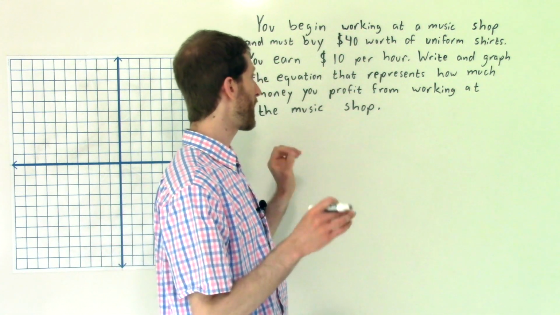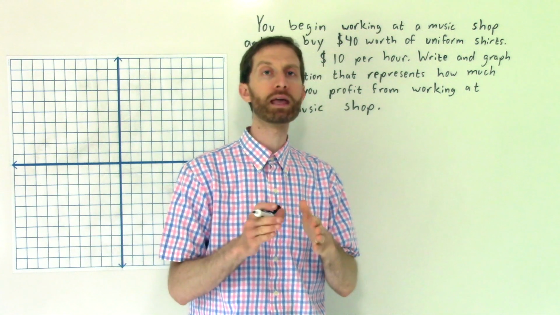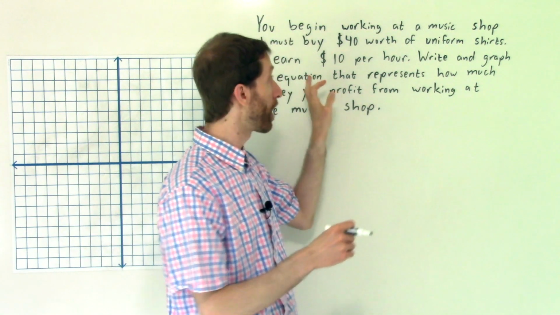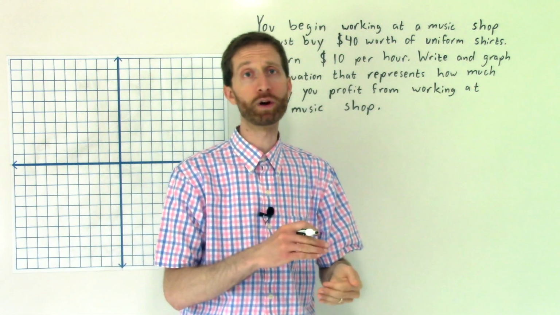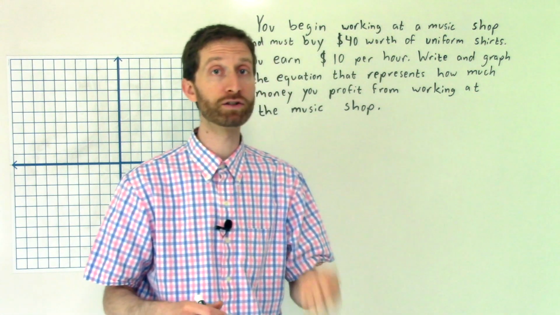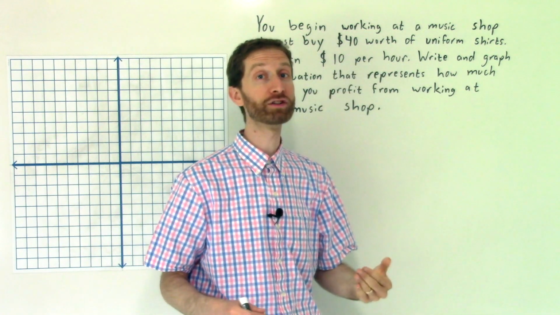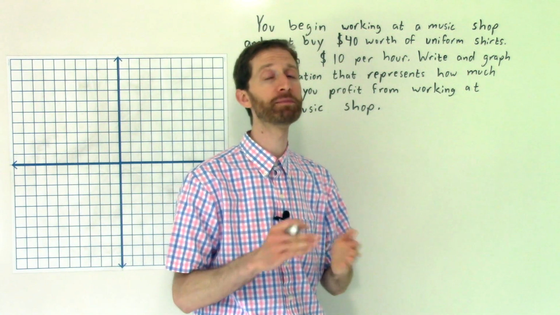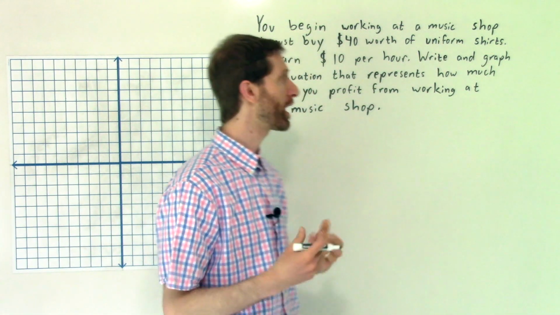Just a quick side note is that profit means how much you'll make on top of what you lost, right? For the $40 worth of uniform shirts. So that includes the $40 loss. So if you make $70 in hourly wages, but have to pay $40 for the shirts, you've profited 70 minus 40 or $30. That's a big hint. So how do we translate this?